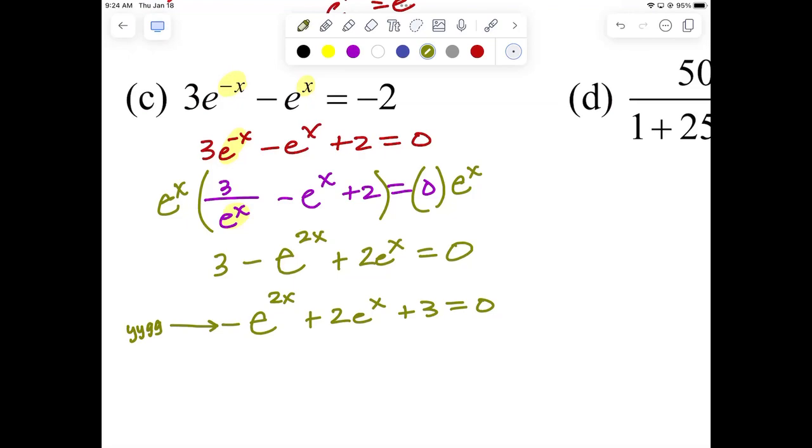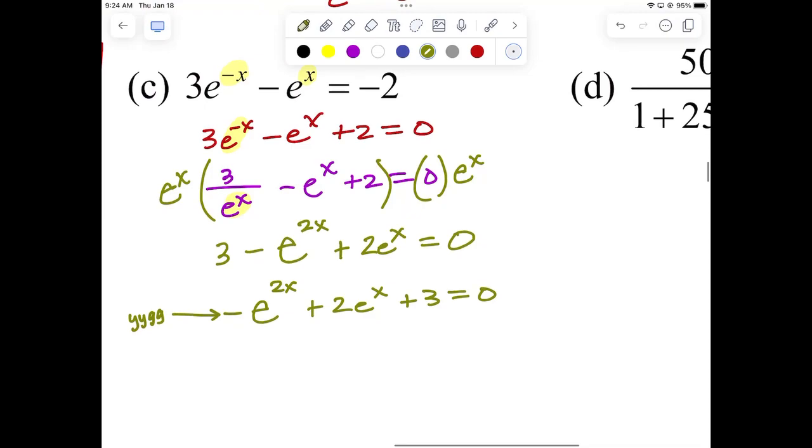You know what I'm going to do? I'm going to multiply both sides by -1. You can factor out the negative, but now because it's equal to 0, just multiply both sides by -1. We get e to the 2x minus 2e to the x minus 3, and 0 times -1 is still 0.